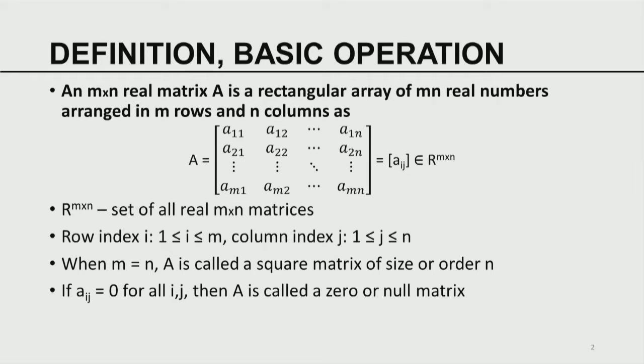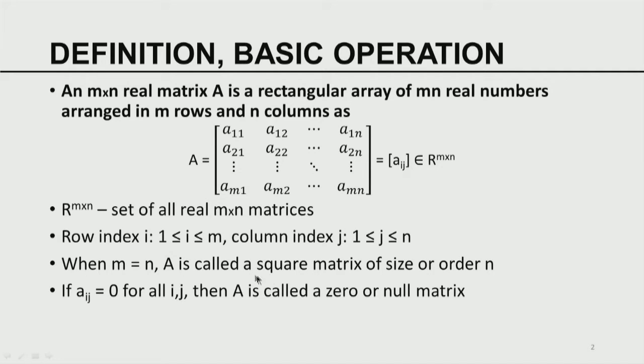First, the definition and basic operations of matrices. An M by N matrix is a real matrix if it has M rows and N columns. There are MN elements. Each row is an N-vector, each column is an M-vector. If M is not equal to N, it is called a rectangular matrix. Any typical element is called Aij. I is called the row index, J is called the column index.